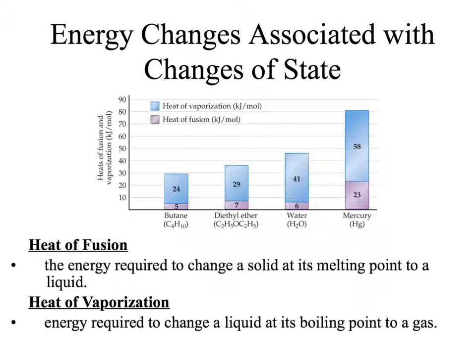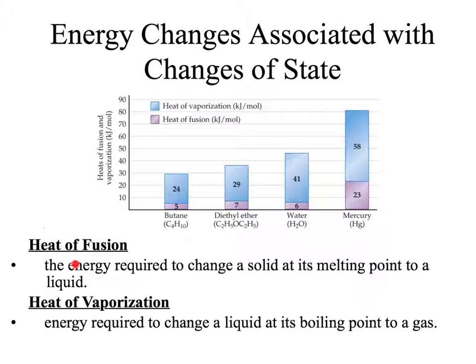So a little more vocabulary. Melting is also called fusion. The heat of fusion, the heat of melting, is the energy required to change a solid at its melting point to a liquid. Vaporizing is going from a liquid to a gas. The heat of vaporization is the energy required to change a liquid at its boiling point to a gas.